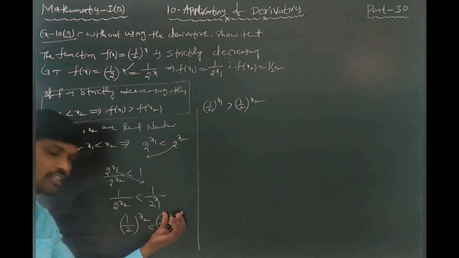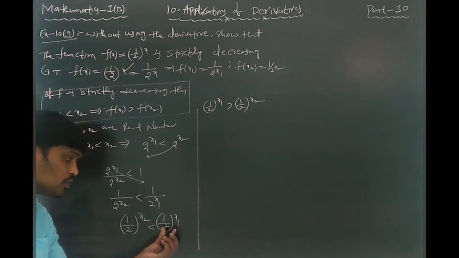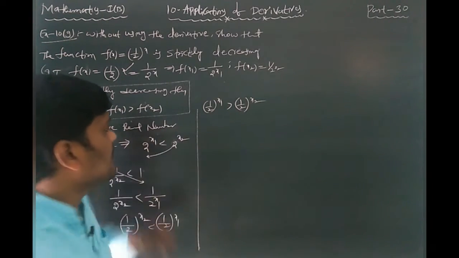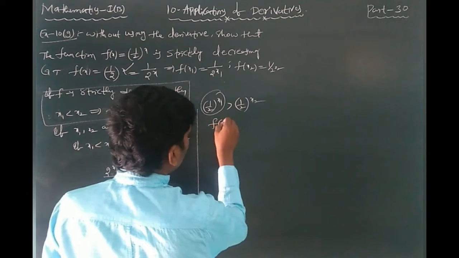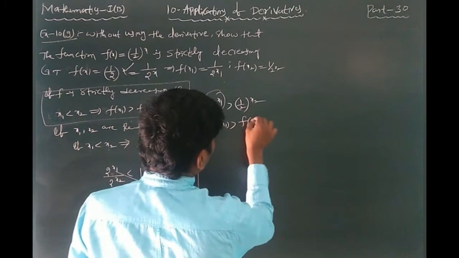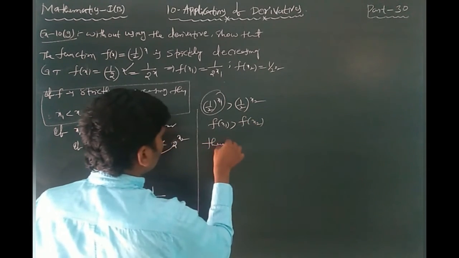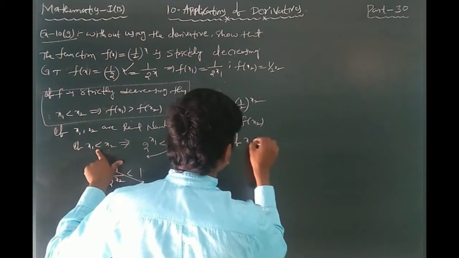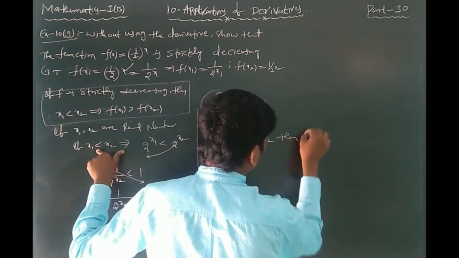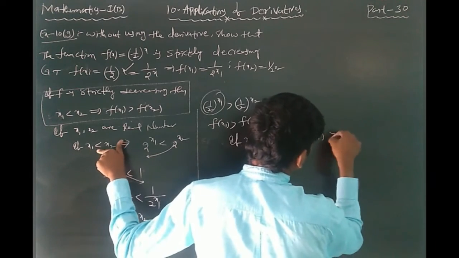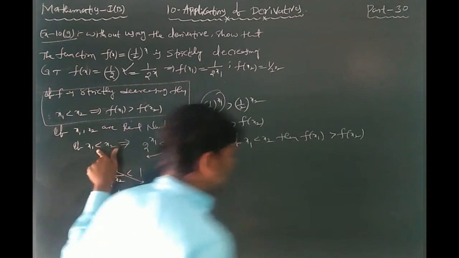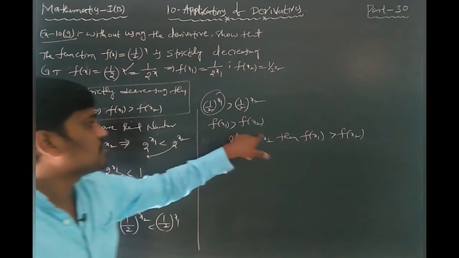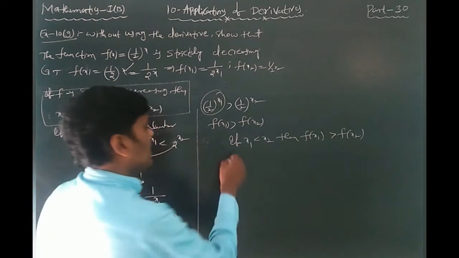Here (1/2)^x1 is greater than (1/2)^x2. What is the value of this one? This one is f of x1 and this one is f of x2. Then if x1 is less than x2, then f of x1 is greater than f of x2. Understood? You take x1 less than x2, you get f of x1 greater than f of x2.